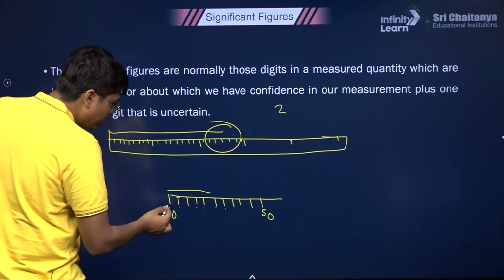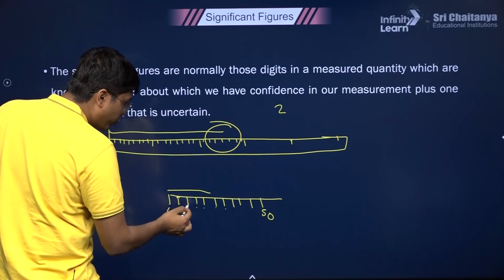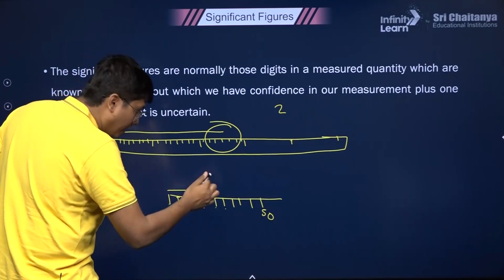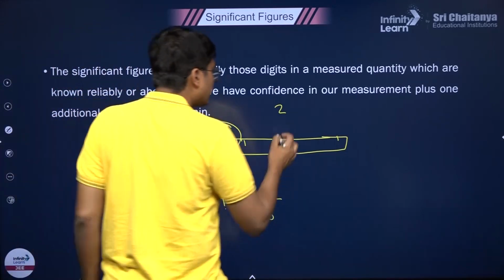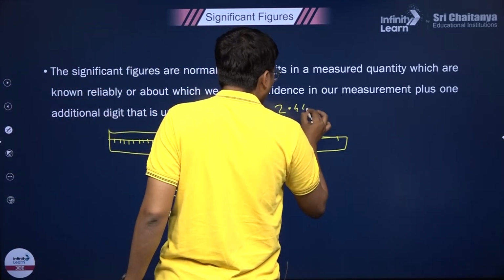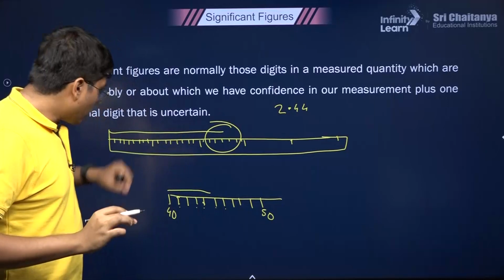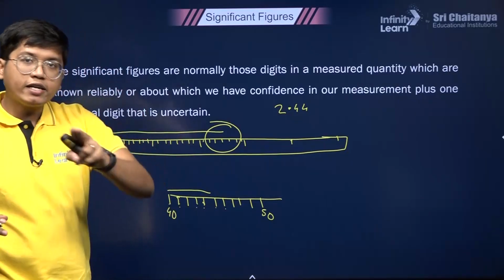So what do I know? 40, 41, 42, 43, 44. And it is a little bit more than 44. So what do I write here? I write 2.44. Now again, each centimeter is divided into millimeters.